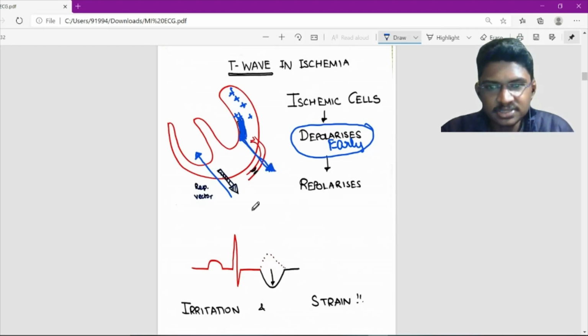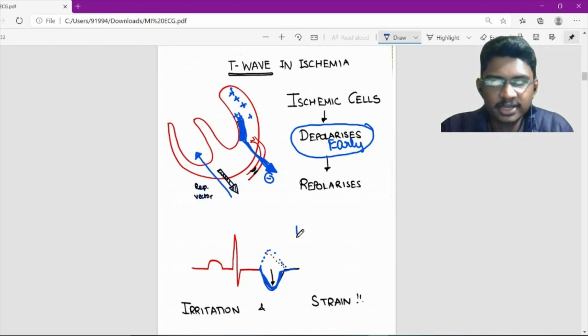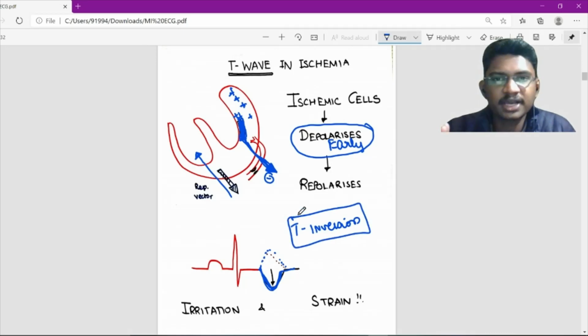So that means the normal vector of the T wave was upright like this. Now since it's going towards the lead, it produces a negative deflection. It is a repolarizing vector, so it is a negative vector moving towards the lead. So it is a downward deflection. Okay, this we call T wave inversion. This is the marker of ischemia going on in the patient.